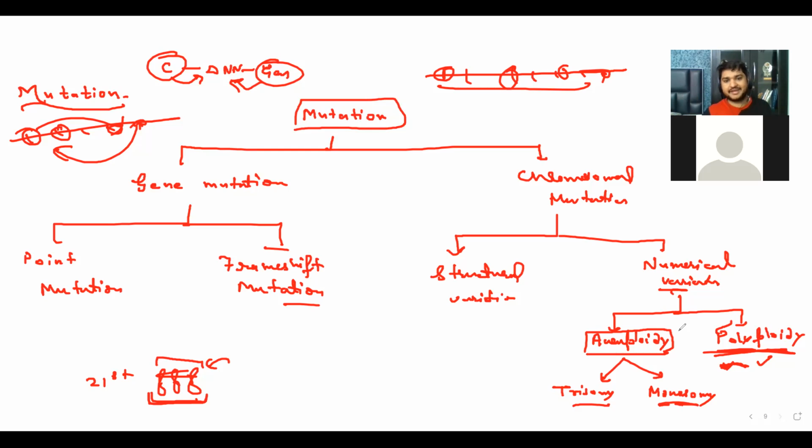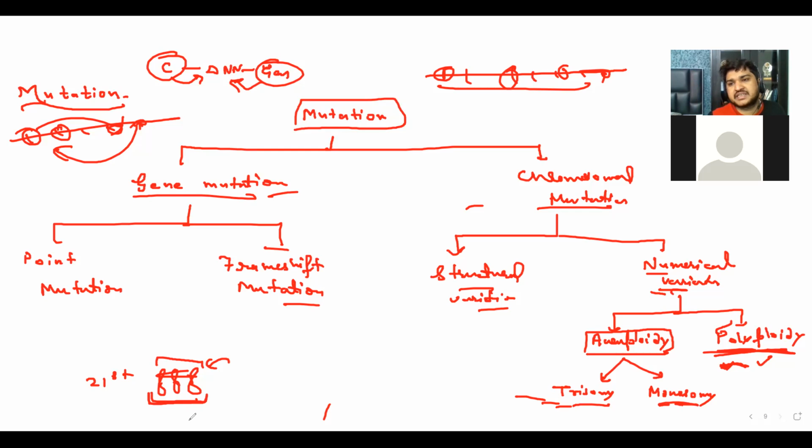Okay, so we are covering these topics today. One more thing. Have you ever heard about Down syndrome? In Down syndrome, there is an extra copy of the 21st chromosome. Is it a gene mutation or a chromosomal mutation? Chromosomal. Within the chromosome, is it a structural or numerical variation? Numerical variation. So is it aneuploidy or polyploidy? Polyploidy. No, the 21st chromosome already has two, and only one copy is coming, so it is aneuploidy.